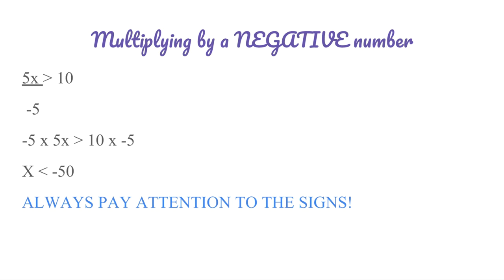An example of multiplying by a negative number would be 5x over negative 5 is greater than 10. To solve this, we have to multiply both sides by negative 5. Once we've done this, we have x is greater than negative 50. But since we multiplied by a negative number, we have to flip the sign. That way our answer says x is less than negative 50.